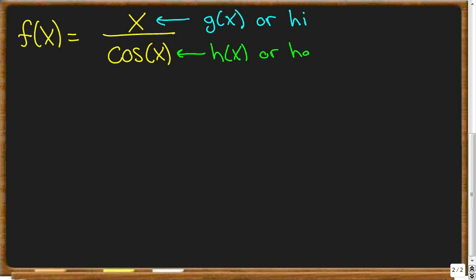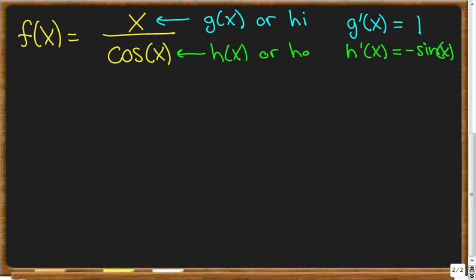All right. So we need to also identify the other parts of this function. Our g prime of x is going to equal 1, and our h prime of x is going to equal negative sine of x. So it's important that we keep that negative, because it's going to change some things in our problem. So what we need to do is put this together.